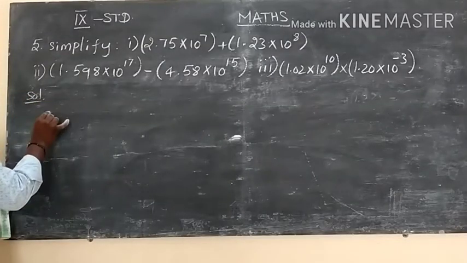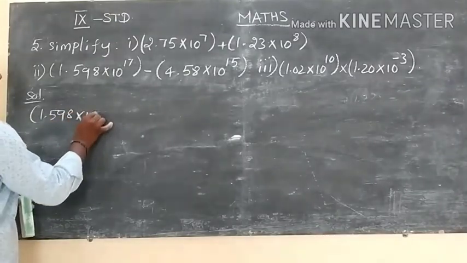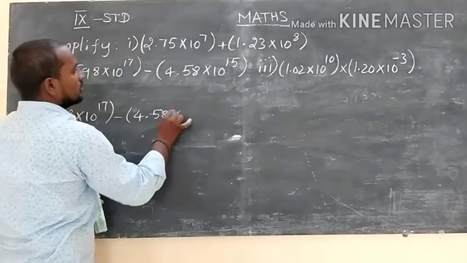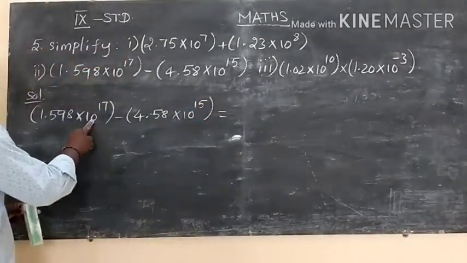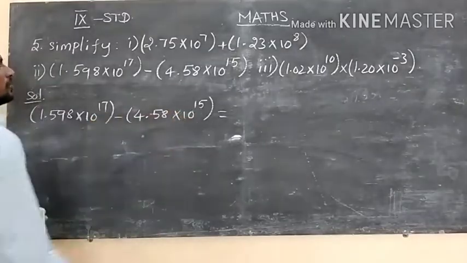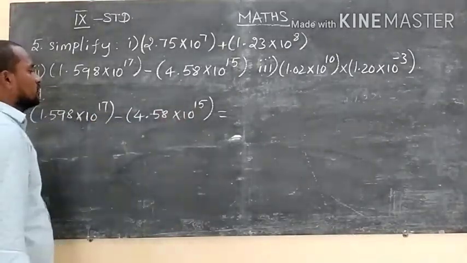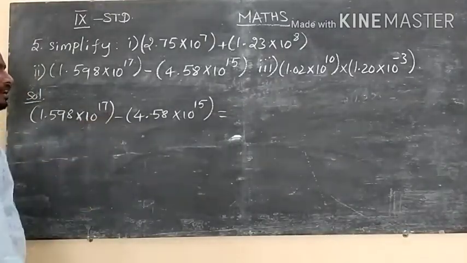Solution of the second question: 1.598 × 10^17 minus 4.58 × 10^15. Now consider the powers: this is 17, this is 15. So convert the 15 into 17, because 17 is the greater one. Okay, converting to the greater one.